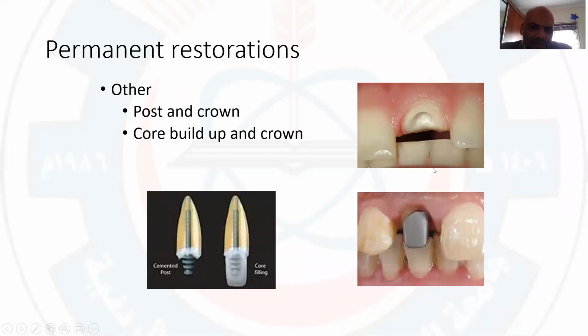Another option for permanent restoration: we can use a Boston core, if we have lost tooth structure and a crown in certain cases, where also we don't have enough tooth structure.